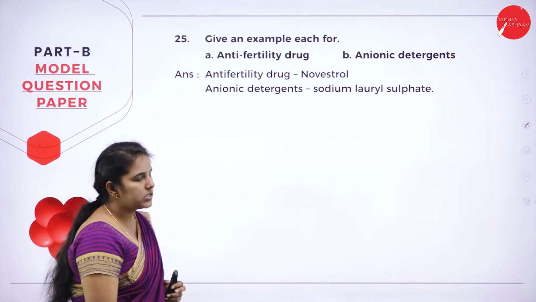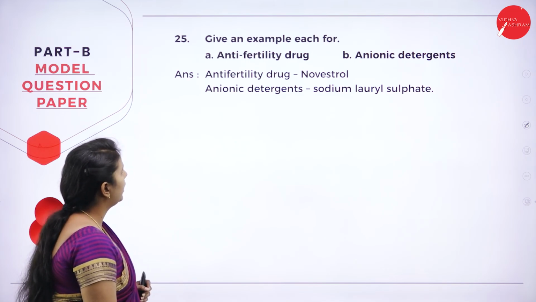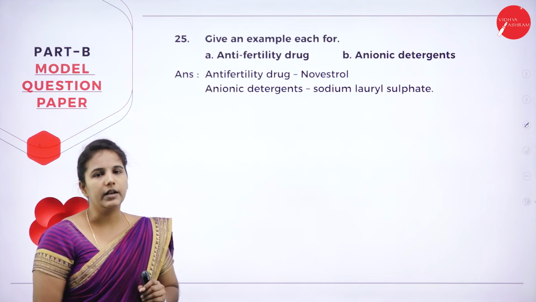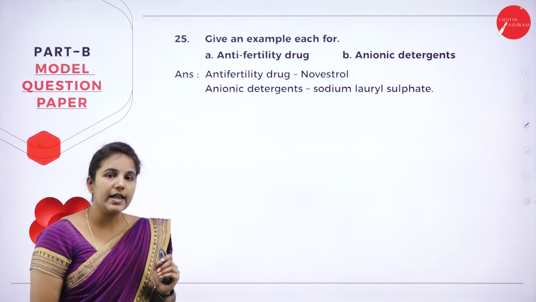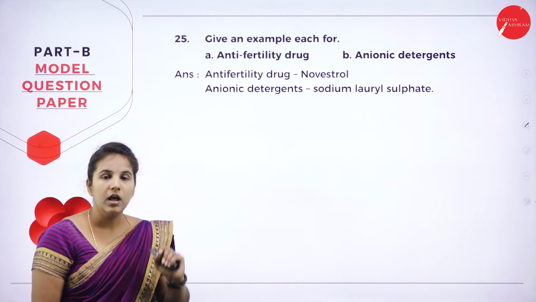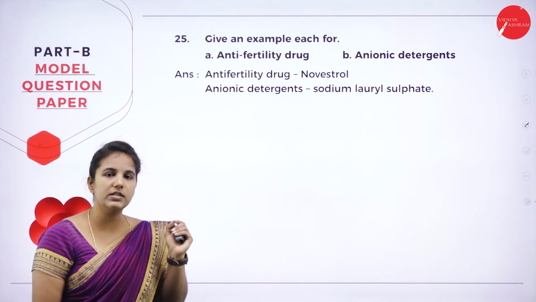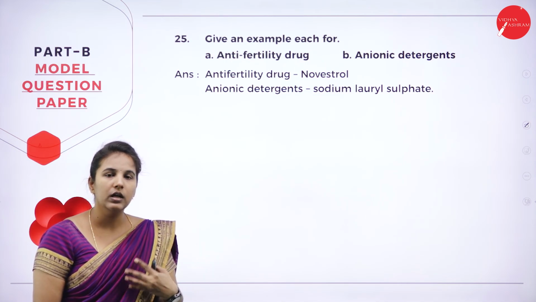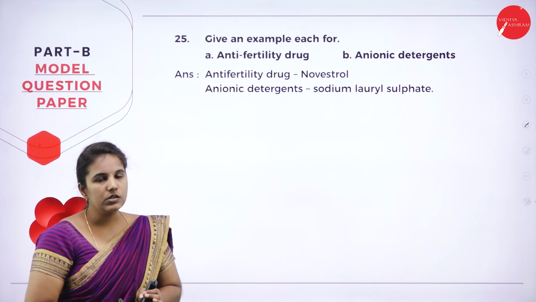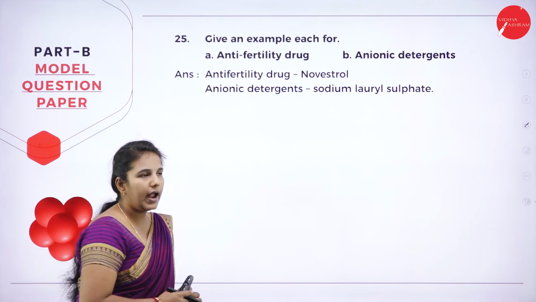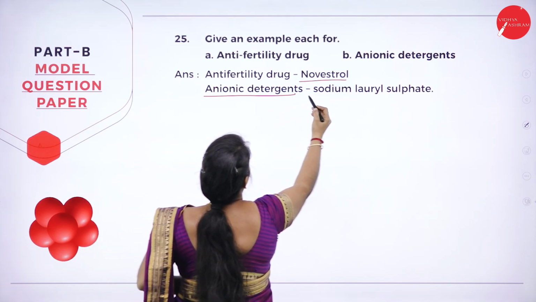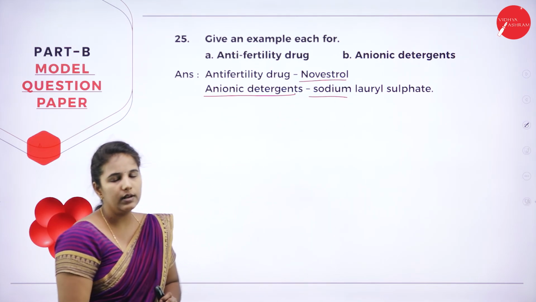We'll go with the last question. Give an example for each of anti-fertility drug and anionic detergent. Here, you need to give one example for an anti-fertility drug and one for an anionic detergent. An anti-fertility drug is a drug which is taken against the fertilization of the male and female gametes, right? So the example for the anti-fertility drug is norethindrone, and for the anionic detergent it is sodium lauryl sulfate.